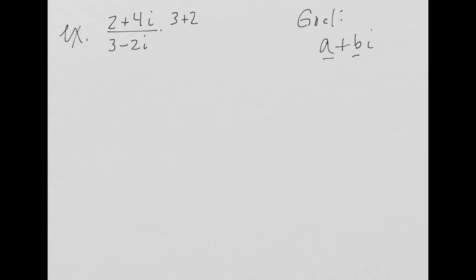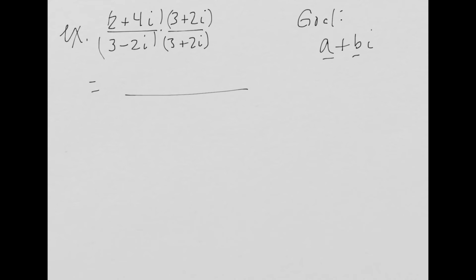Let's say that I want to do 2 plus 4i divided by 3 minus 2i. So remember the goal. The goal is to get something plus something times i. And these two, a and b, might be fractions, but it's something plus something times i, or minus, doesn't matter. Well, I'm first going to multiply by the conjugate of the bottom. I'm going to use some parentheses just to keep everything kind of nice.